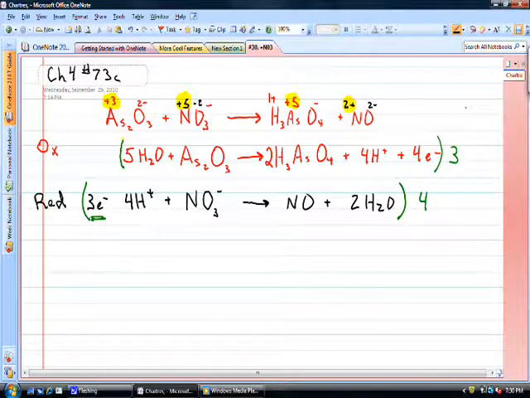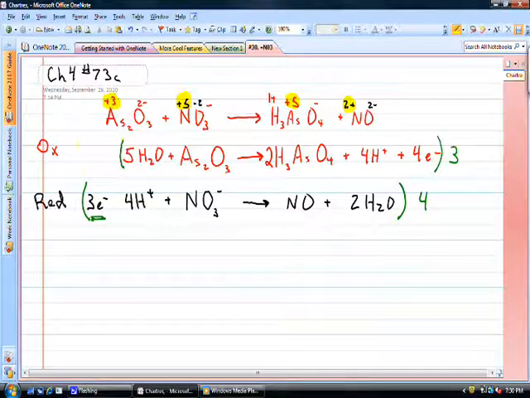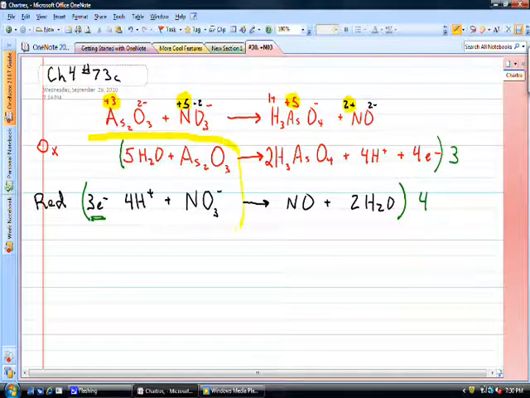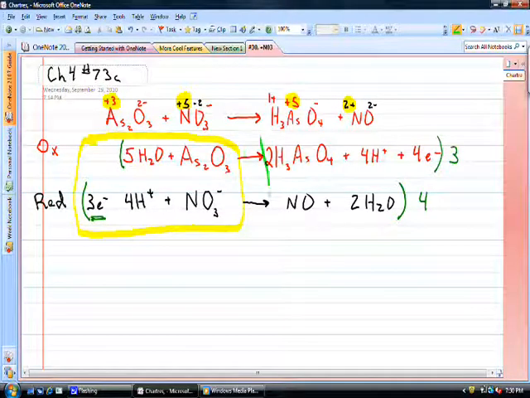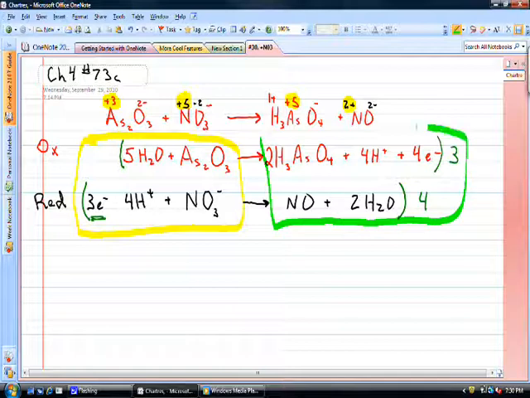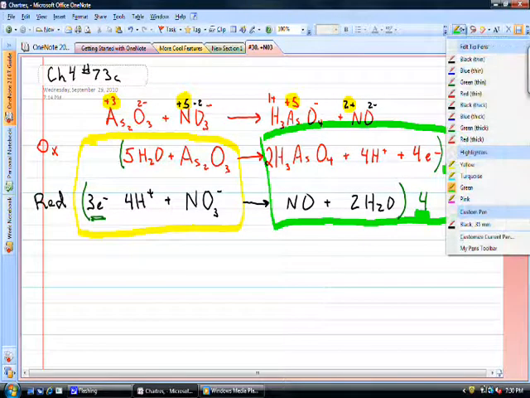Now the fourth step says to add these half reactions together. And I'm just going to draw a quick circle around here so you get an idea of what I'm talking about. We're going to add all of these reactants, and we're going to write that down below as reactants, and we're going to add all of these products together, and we're going to write them down below. And we've got to keep in mind that there are these coefficients, the 4 and the 3. So here's what we're going to do.